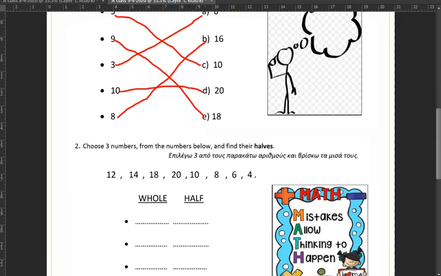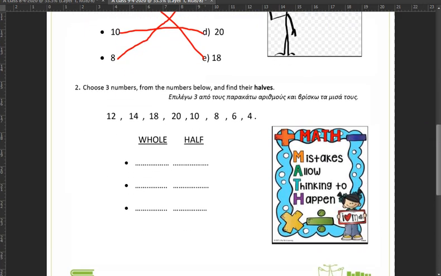If you want to check any of the answers, just go back to the point of the video where I solved that exercise and pause it to check your answers. Here we need to choose 3 numbers out of these and find their halves. If you want to do the easiest ones, just go for the smallest ones. If you want to do the harder ones, just go for the bigger ones.